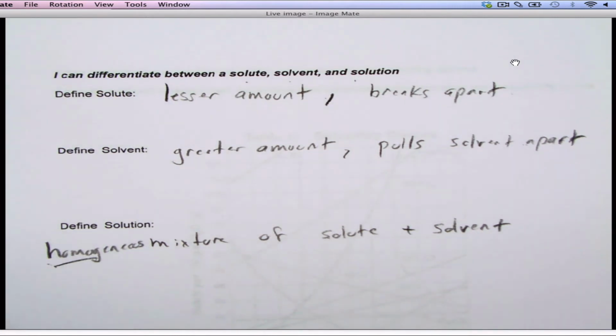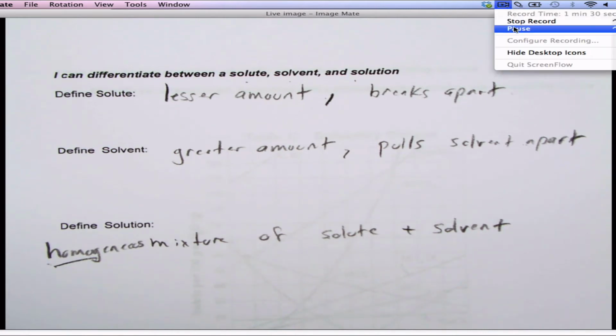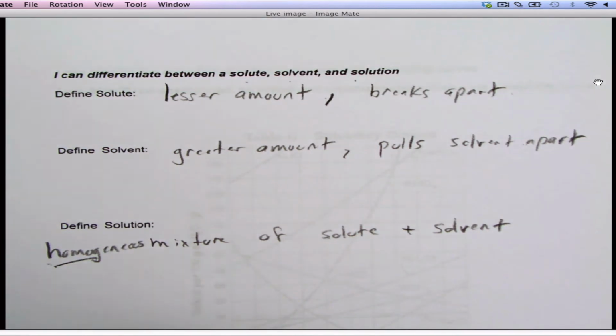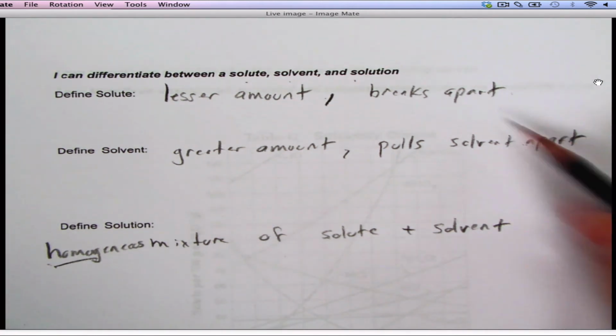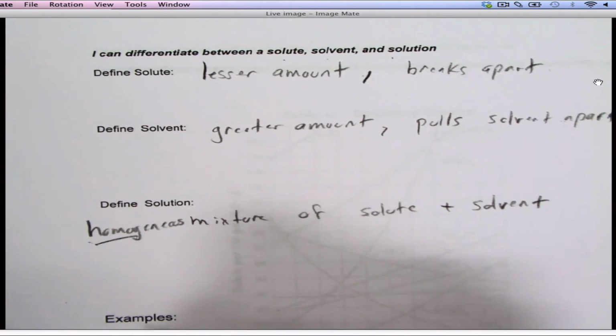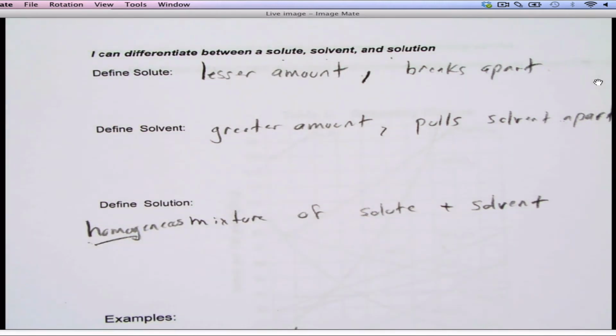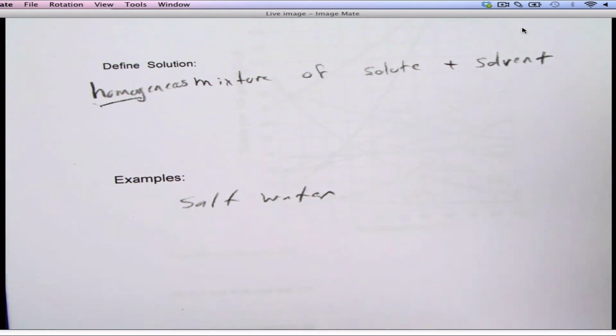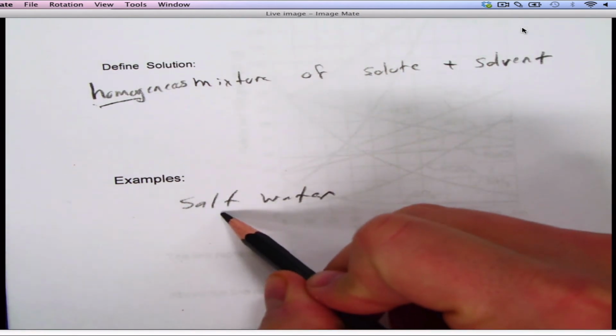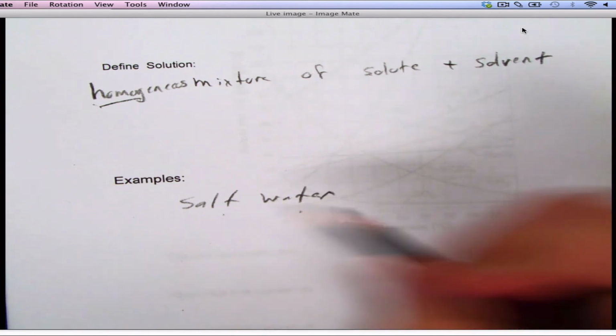All right, and some examples of this stuff, when you pull these things apart. An example of a solution would be, obviously, salt water. The salt would be the solute because it's the lesser amount, and the water would be the solvent. It pulls the salt apart.